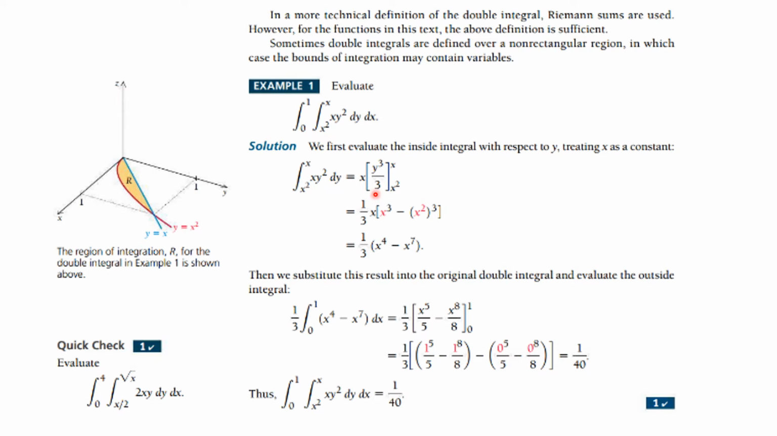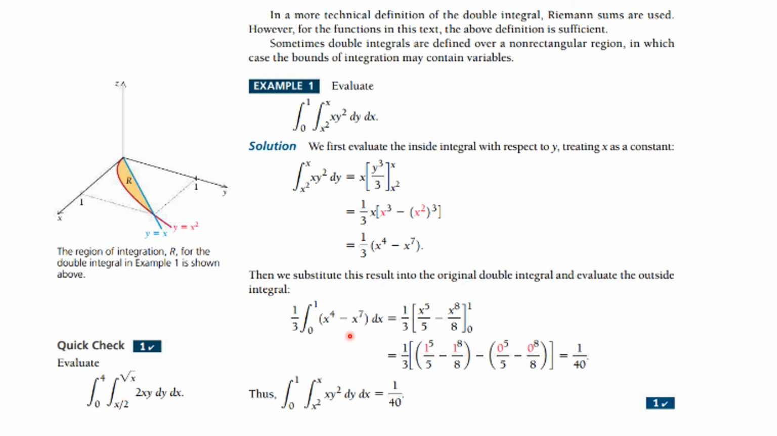Now we're treating x as a constant, so we can pull out the x, and these limits are also constants. The top one is x, the bottom one is x squared. Now we find the antiderivative of y squared, which is y cubed over 3. So I start plugging in, this x is still on the outside, I plug in x minus plugging in x squared. That's what we do here, and this is what we do to simplify. So now you see we have done the dy integral, and we have this. Now we're going to integrate from 0 to 1 of that answer, dx.